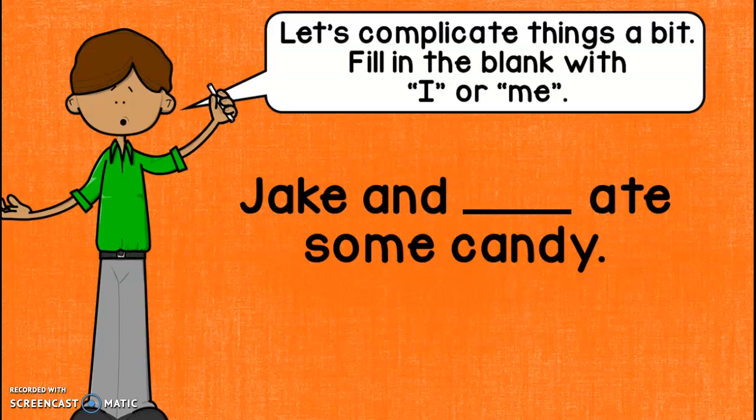Okay, so "Jake and I ate some candy." Okay, I know it's I because ate is going to be my verb. All right, so this is going to be the subject part of my sentence. It is the doer. I am part of the group that's eating the candy. Okay, so it's the subject, and I need a subject pronoun, so it's going to be I.